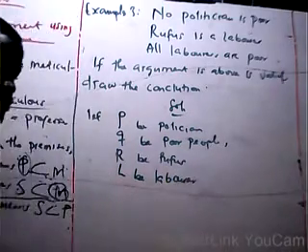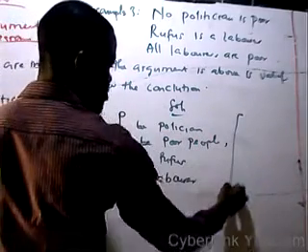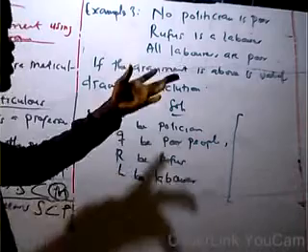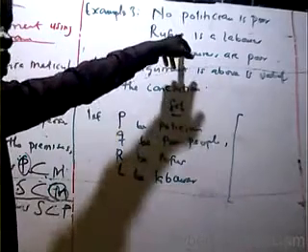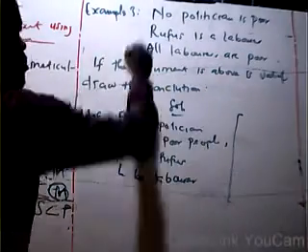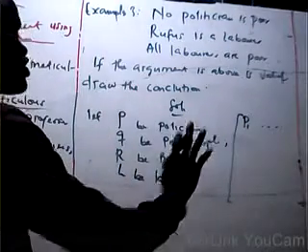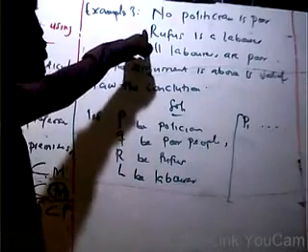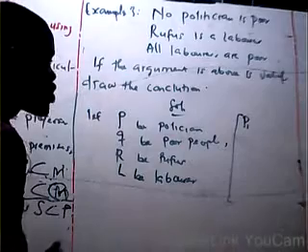Now, when you check the statement, P1 says no politician is poor. Even though there is no relation between this and this, that one is separate on its own. This one is Rufus is a liberal. So P1, on a separate case, means that politician is not the subset of what? It's not the subset of poor people.